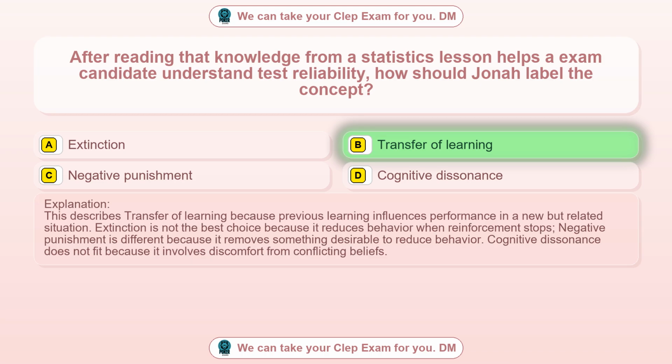This describes transfer of learning because previous learning influences performance in a new but related situation. Extinction is not the best choice because it reduces behavior when reinforcement stops. Negative punishment is different because it removes something desirable to reduce behavior. Cognitive dissonance does not fit because it involves discomfort from conflicting beliefs.